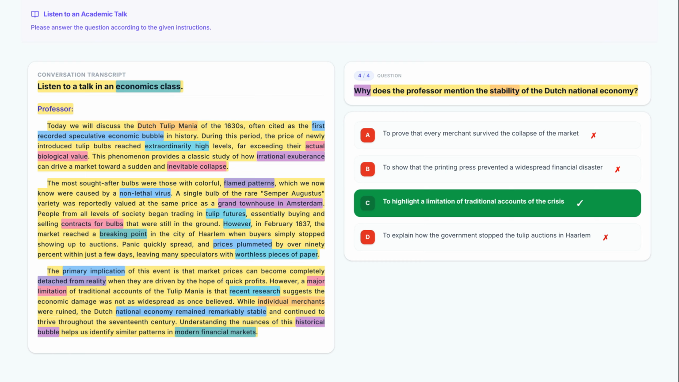To excel in TOEFL listening, always watch for transitions like "however" or "recent research," as they signal a change in perspective or the introduction of a key limitation. Mastering these structural cues will help you navigate complex academic arguments with confidence.